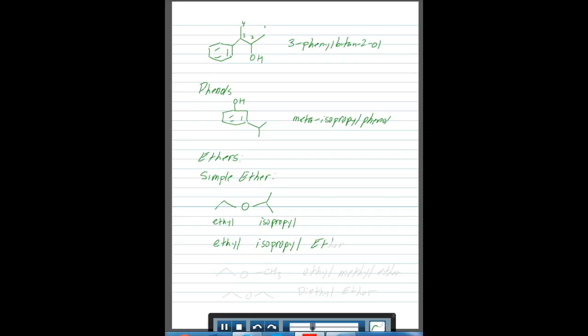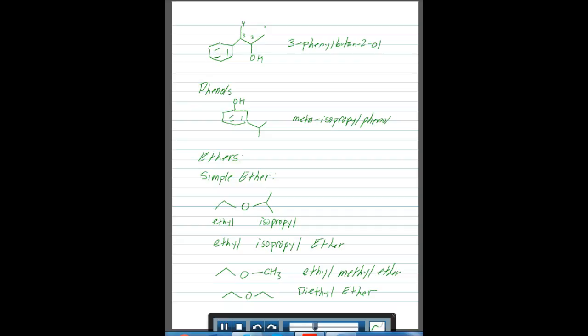Now this is if your ether is simple. So let's say you have an ethyl group and a methyl group. This is called ethyl methyl ether. If you have two of the same groups, an ether that we've used in class, this is called diethyl ether, because there's two of them, and they're both ethyl groups. Very easy, very simple. This is if you have two groups that you can name easily.